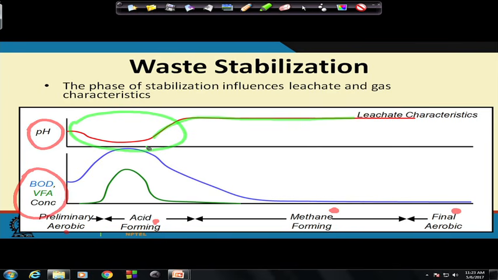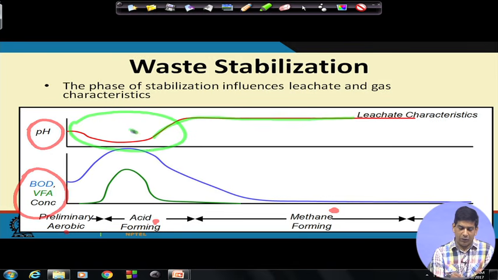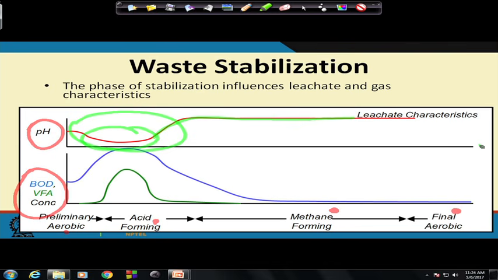Because of the acid being formed, we have a low pH, and then once methane is being formed, you have a higher pH showing up, and then it stabilizes around that pH, which is around 6.5 to 8.5. Now coming to the lower part of this sketch, BOD, which is the blue curve, and then we have VFA, which is the dark green one.